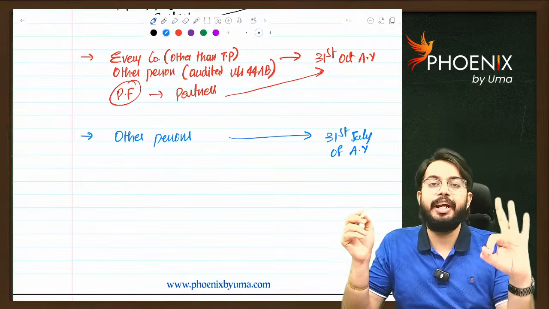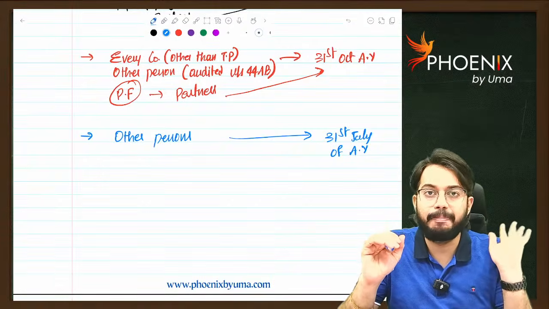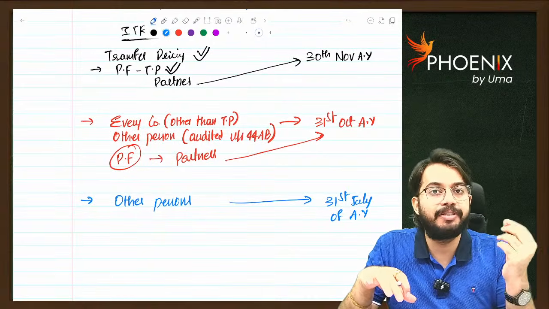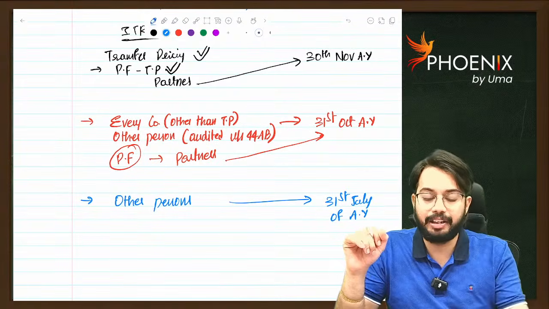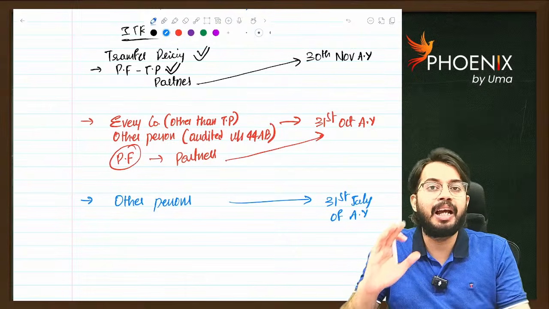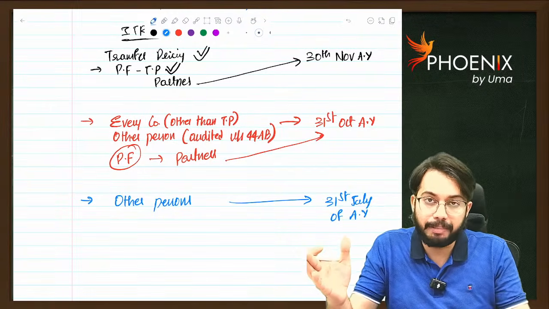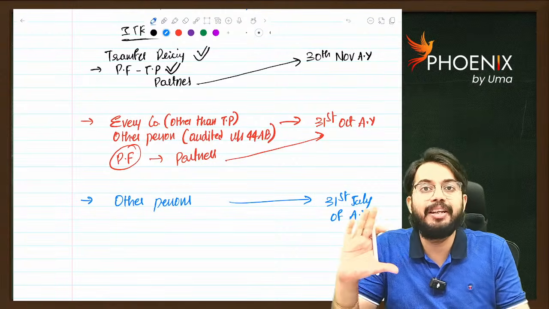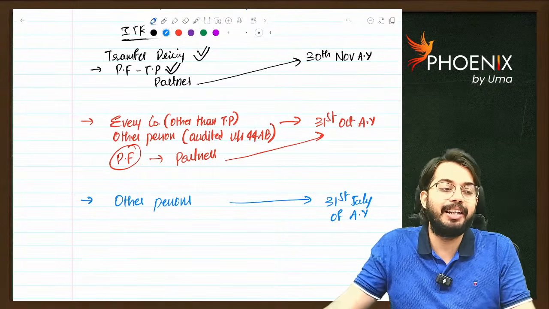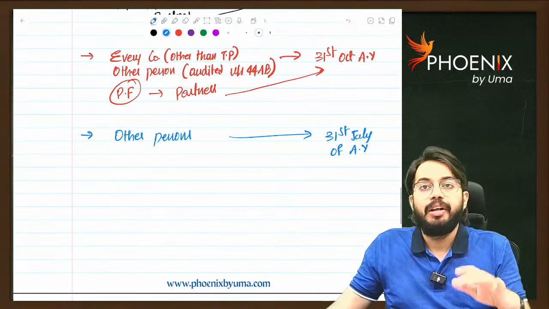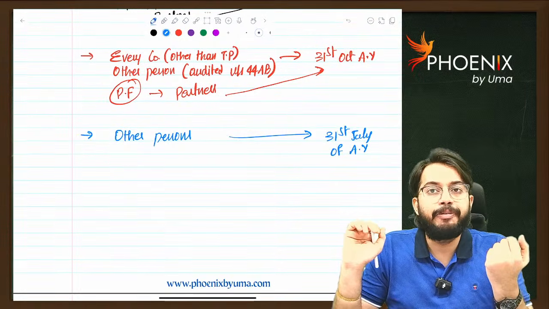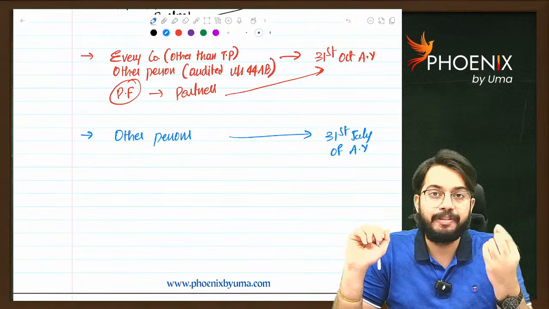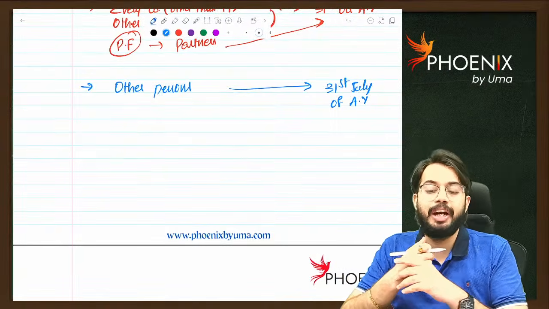So are you able to understand the three due dates? To whom transfer pricing provisions are applicable, the due date is 30th November of the assessment year. For a partnership firm, if transfer pricing provisions are applicable, the due date is 30th November. For every company other than the company to whom transfer pricing provisions are applicable, and for remaining persons who are required to get audited under section 44AB, the due date for filing ITR is 31st October. For a partnership firm, if tax audit is applicable, then the due date for partners also for filing ITR is 31st October. For the remaining category of persons, the due date is 31st July.